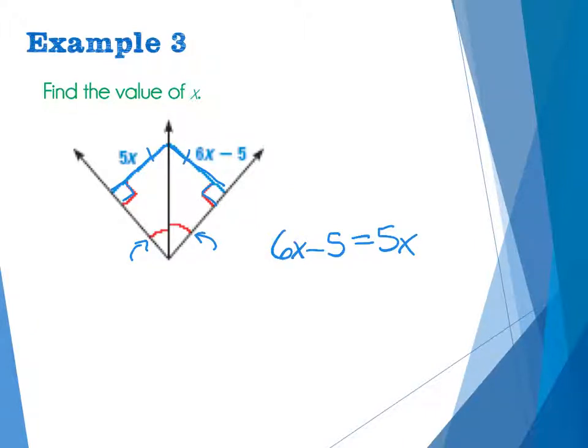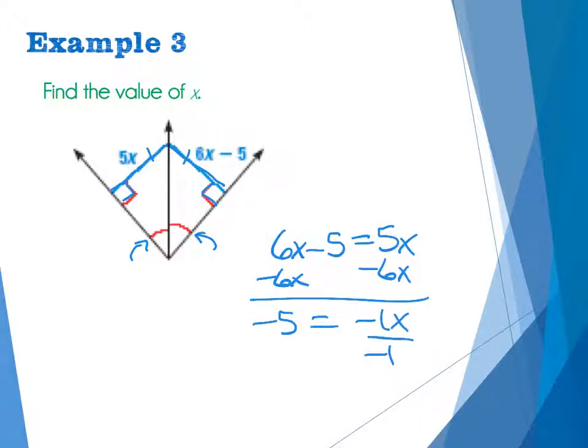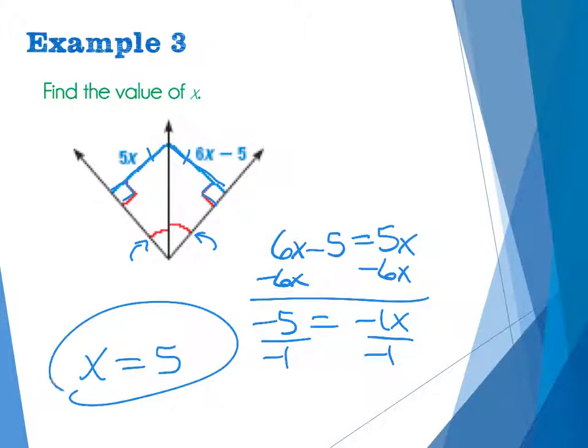I can move my x's together. Doesn't matter which way you move it. I don't want a negative 1x, so I'm going to divide. So x equals 5.